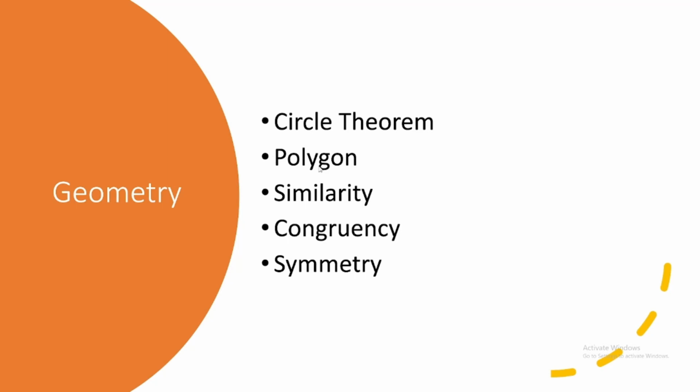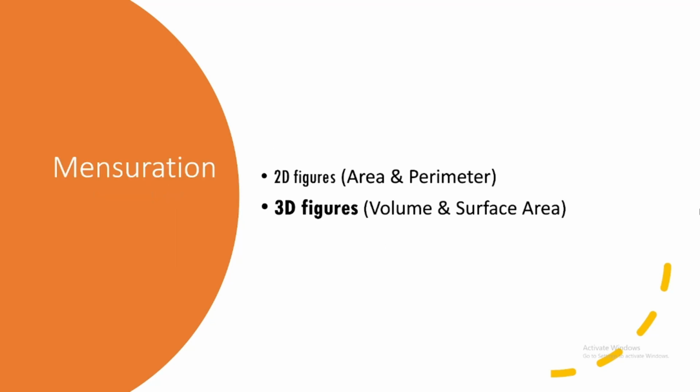Then we have polygons, which is in and of itself a topic of its own, a very huge topic, takes a lot of time to be completed. Then we have similarity, which is quite difficult as well, to be honest. Then we have congruency, probably the easiest topic in geometry. Then we have symmetry.